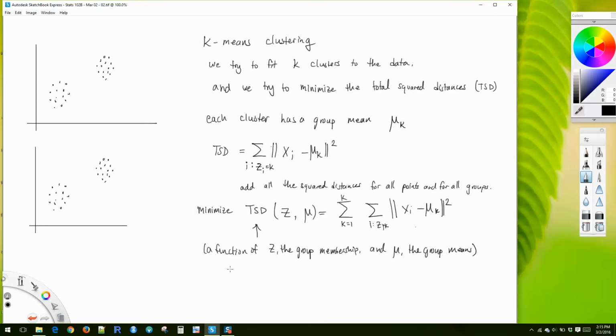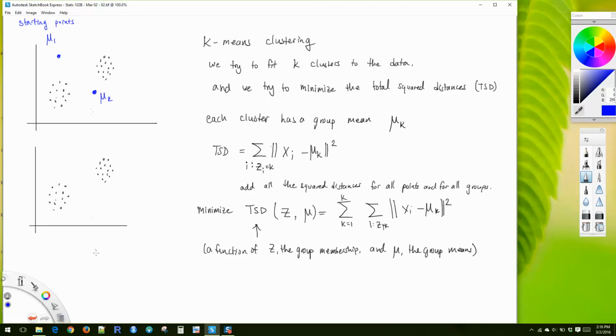Okay, so essentially, let's say you just start off with two initial points. It could even be terrible. So let's say these are my two initial starting points for mu sub 1 and mu sub 2.